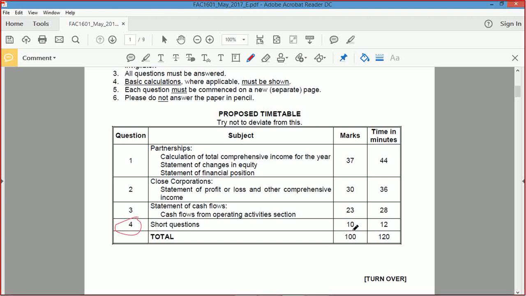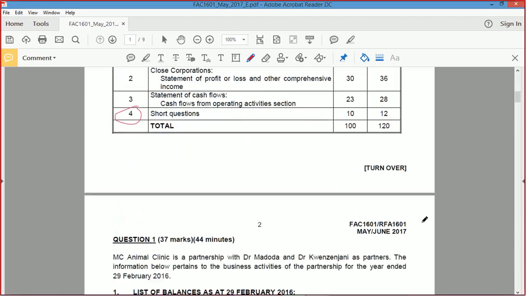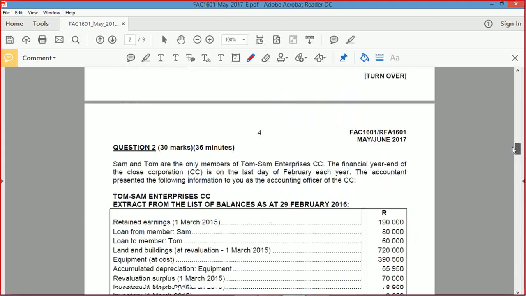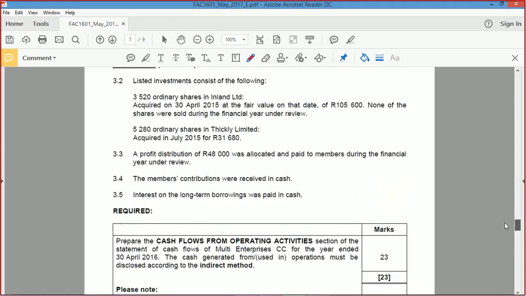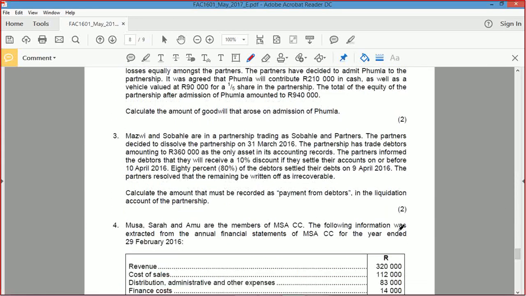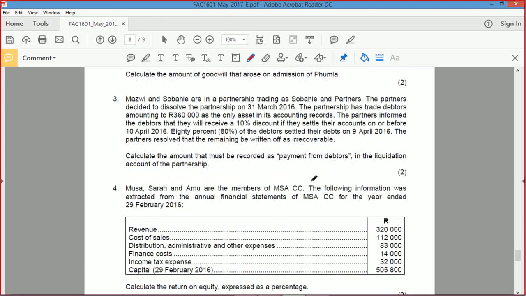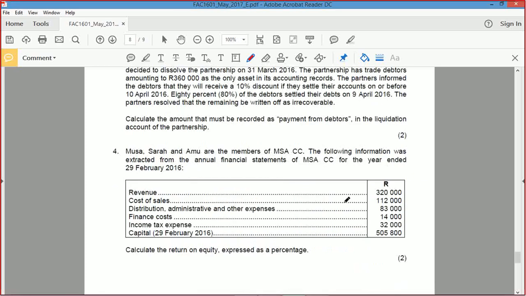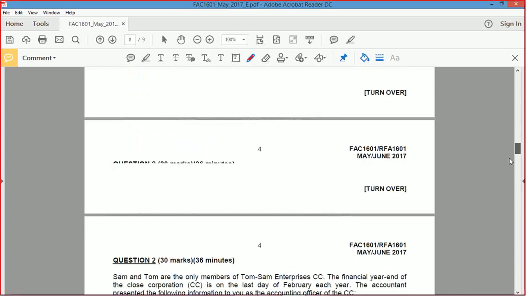That's good, because question 4 is for 10 marks. It wasn't multiple choice, but it was short questions. Normally they give you multiple choice, but not in this exam. Yes. You had to calculate small things like goodwill. You had to calculate the payment to debtors, etc. Okay, so we've covered that question already. We've looked at that previously.